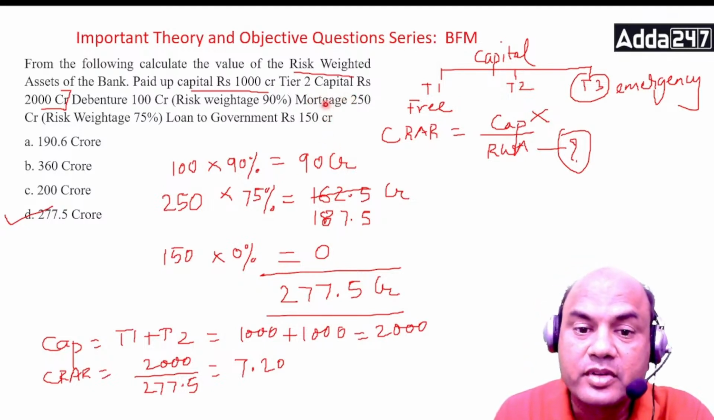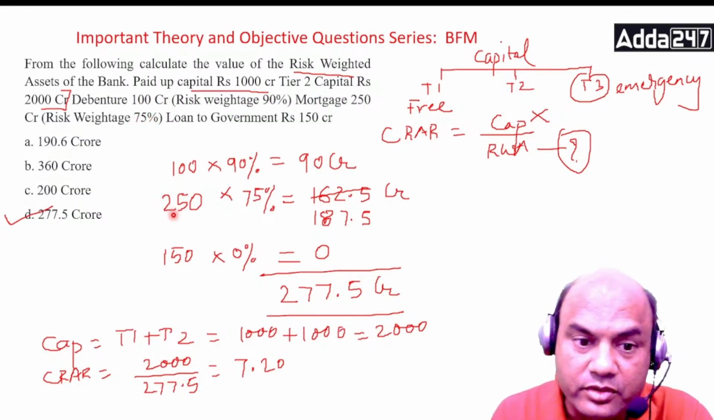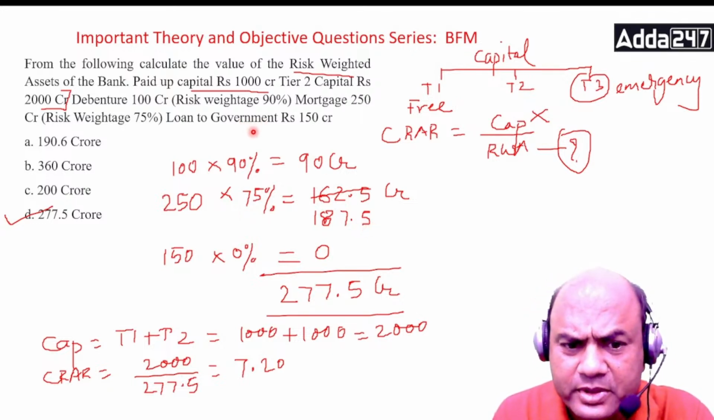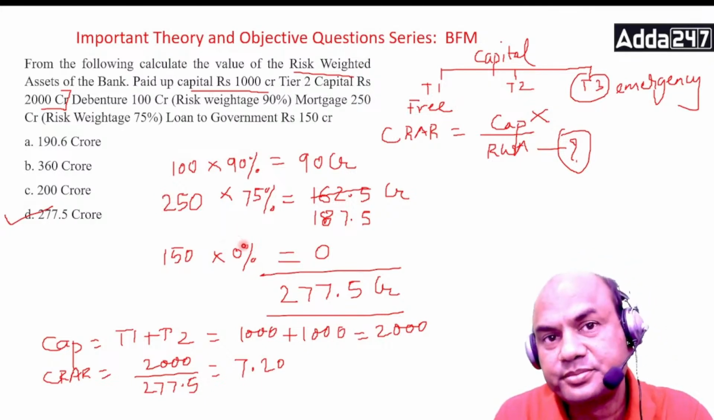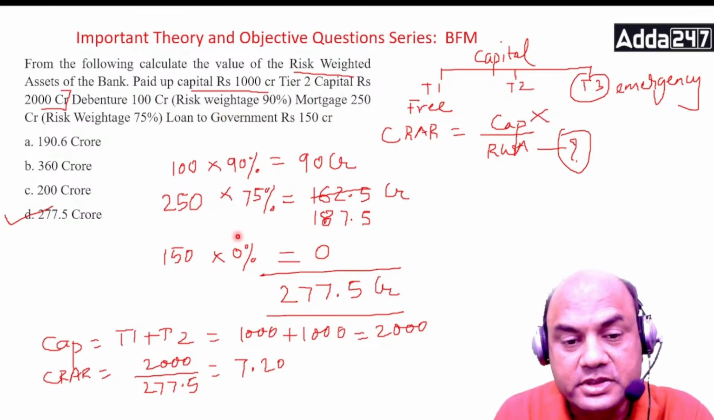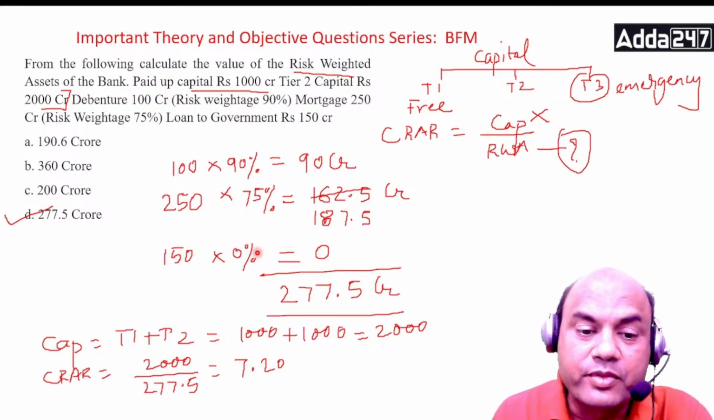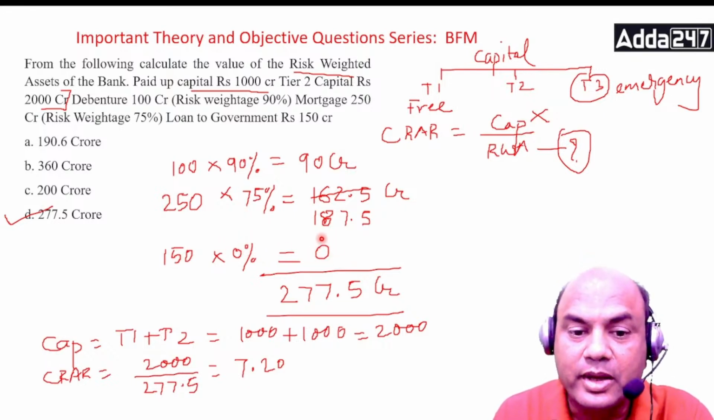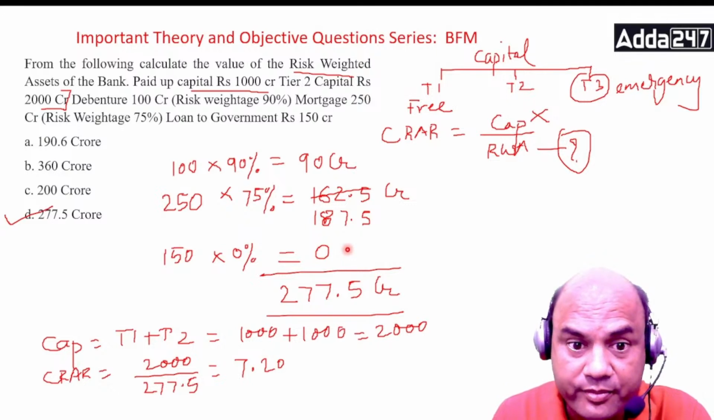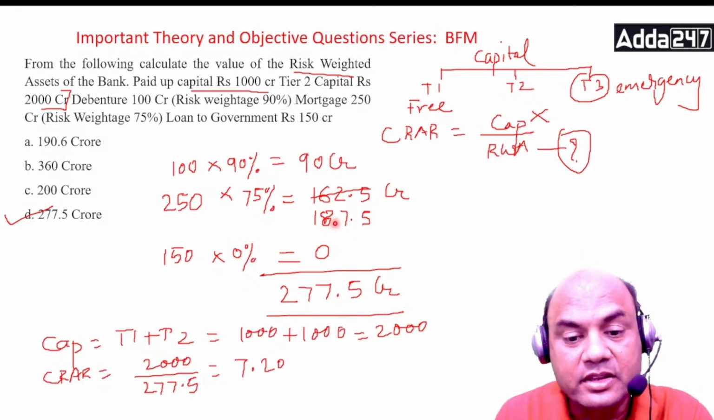Similarly, mortgage, 250 CR and risk weight is 75%. So 75% is the risk. So 250 into 75%, 187.5. Government loan, 0% risk because there is no risk to the government. Whenever you give a loan to the central government, the risk is 0%. For state government, somewhere we take 20%. So 150 into 0%, that is 0. So my RWA for this government loan is 0. Kindly note, this question is also asked separately for 1 mark. So what is my total risk weighted asset then? 90 plus 187.5, so 277.5.